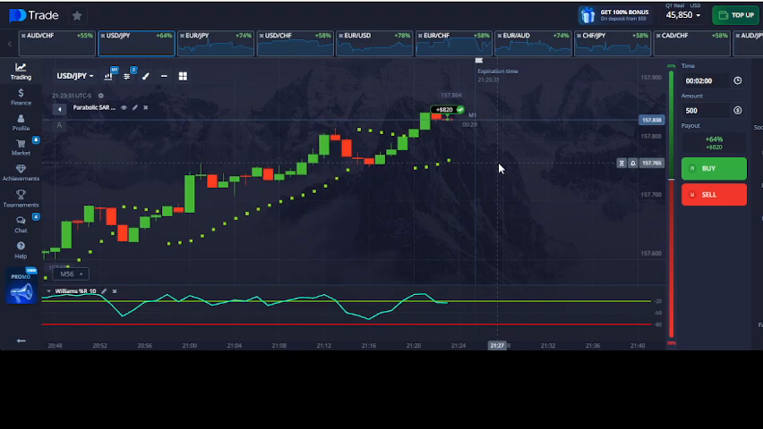Okay, great. So we also won that trade. So I'm going to end the session here. We had a very good session with these currency pairs.